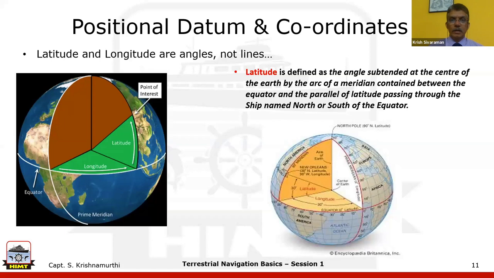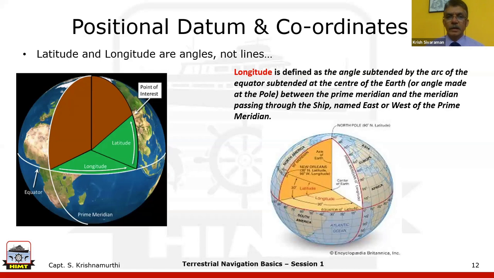Read through that definition of latitude. It has stood the test of time. It is the angle subtended at the center of the Earth by the arc of the meridian which is contained between the equator and the parallel of latitude passing through either the ship or the observer. Is that quite clear? Yes, sir.